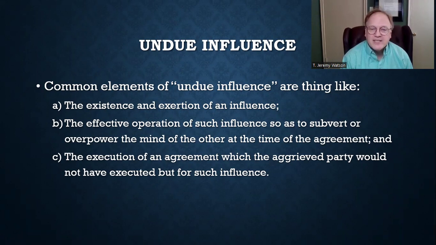Second element is the effect of that relationship. Did the effect of that influence overpower the other person? Did it so subvert their mind or overpower their own will that it got them to enter into an agreement that they wouldn't have otherwise entered into, right? And that's the third prong. An execution of an agreement that the aggrieved party would not have executed but for such influence. All right. May be undue influence.